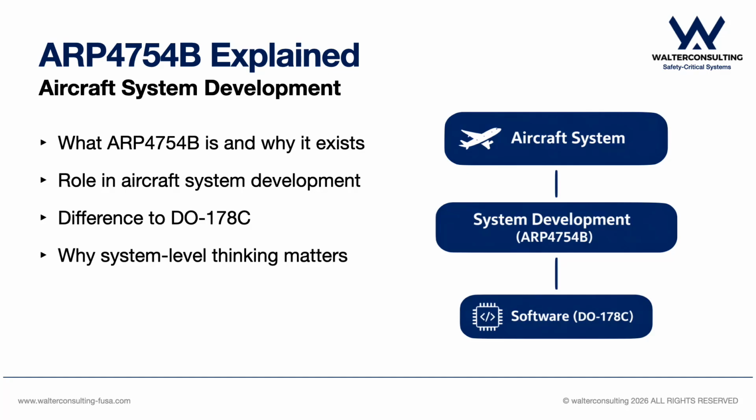In the previous video, we talked about DO-178C, the standard for aircraft software. But software is only one part of the system. Aircraft systems are much larger and much more complex. They include hardware, software, and system-level interactions. So the question is, how is the entire system developed?